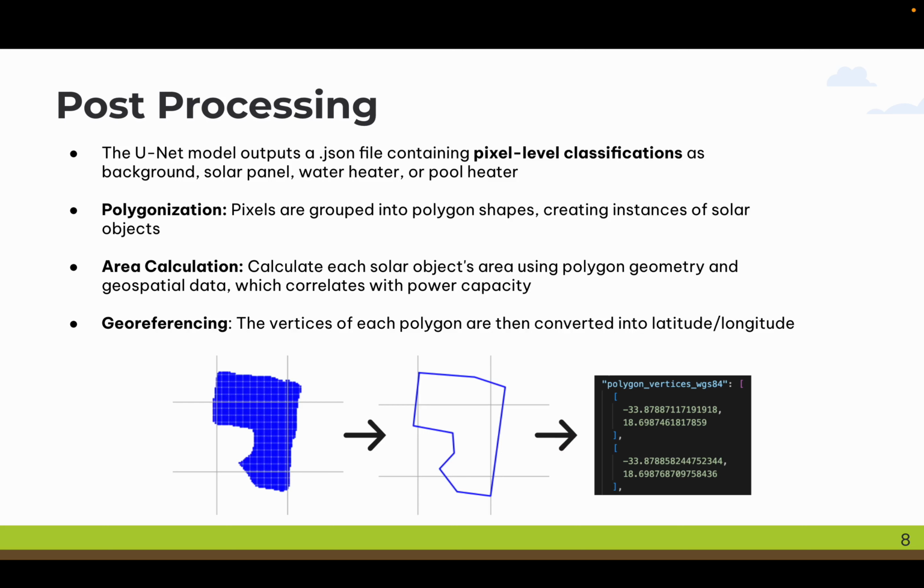Finally, we have post-processing, which uses a JSON file containing the pixels of the image with a solar panel, water heater, or pool heater. These pixels are grouped into polygons to create individual solar objects. We calculate the area of each solar object to estimate the power capacity, and finally convert the pixel locations of each polygon into longitude and latitude.